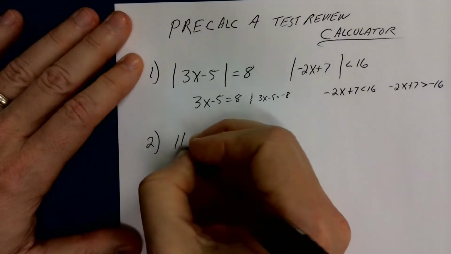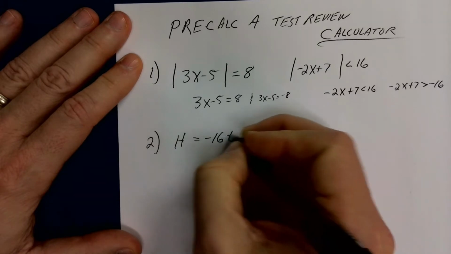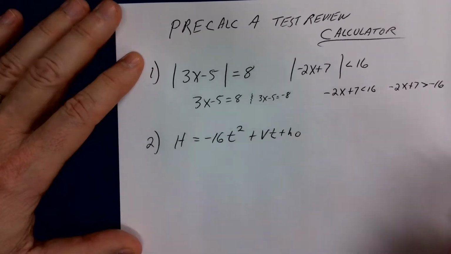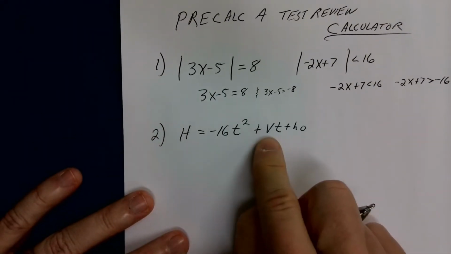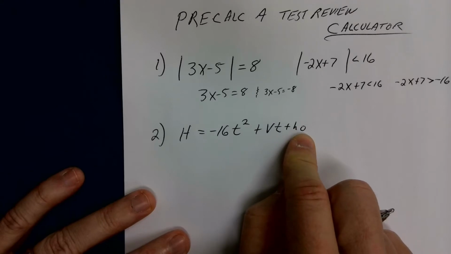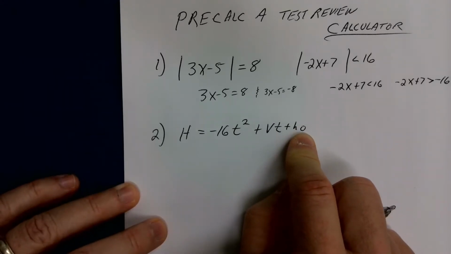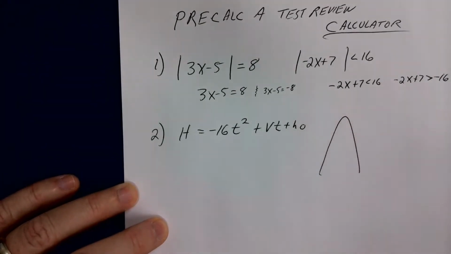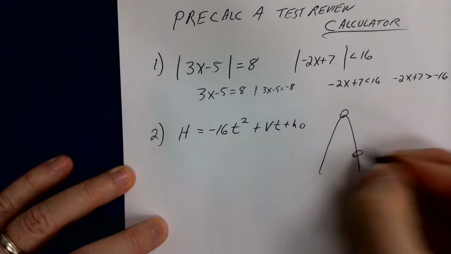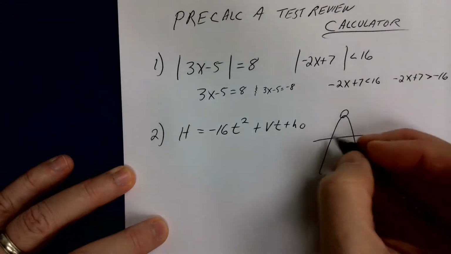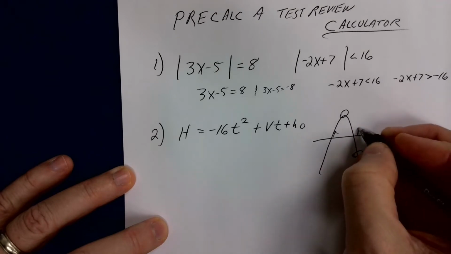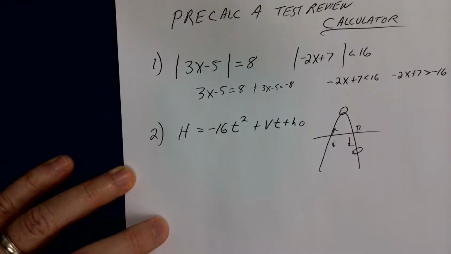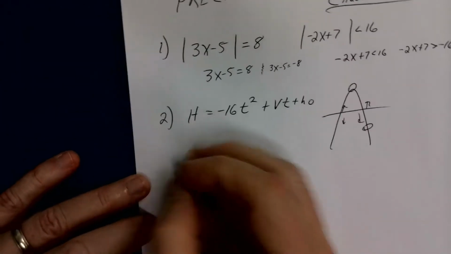Number 2, I gave you example problems on here, but make sure you can do this: negative 16t squared plus vt plus h sub 0. And really, it's just about knowing what the velocity was and what the initial height was, and then using your graphing calculator. We need to know how high it goes, when it might hit the ground, when it's either over or under a certain height, which means you're just going to put that height into your y2 and do some intersections there. So that kind of a problem.